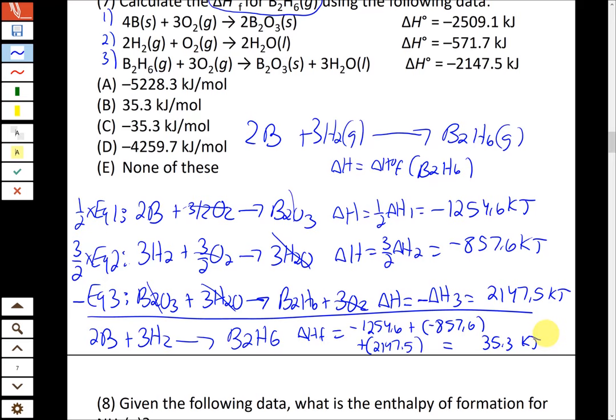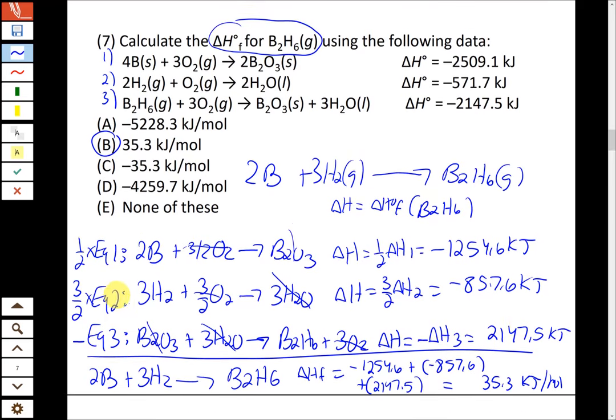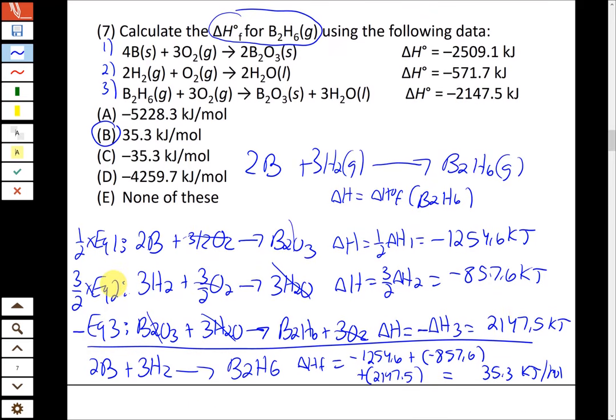And I guess technically it's per mole because it's 1 mole of substance being formed. It's typical for delta H. So that would be choice B here, 35.3 kilojoules per mole when we take these three modified delta H's and add them all together. Okay, any questions on that? So that's Hess's law. It's kind of like putting a puzzle together, as we talked about before. You just need to piece together the three given equations to find whatever equation you're looking for to get delta H for that. Okay.